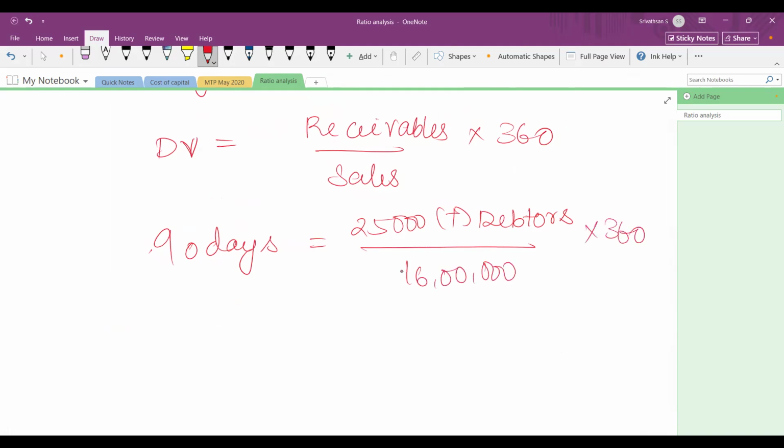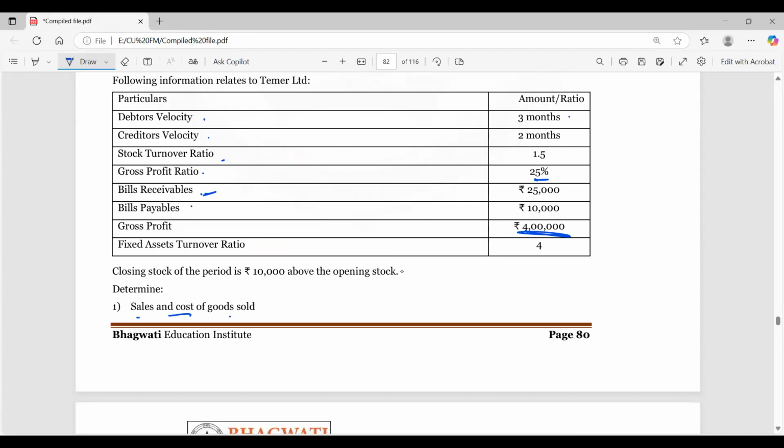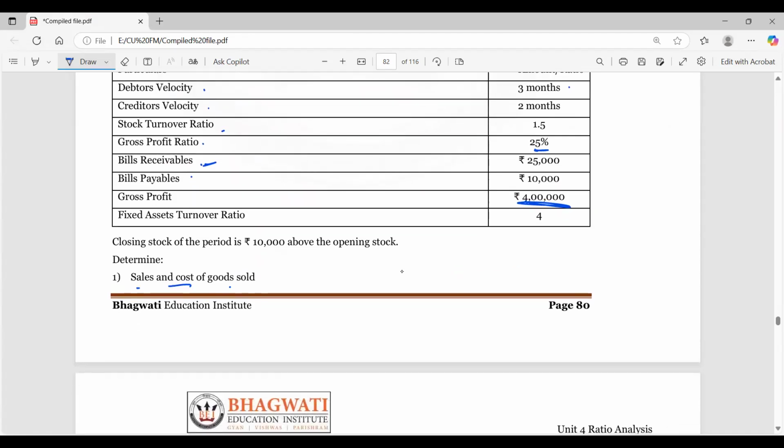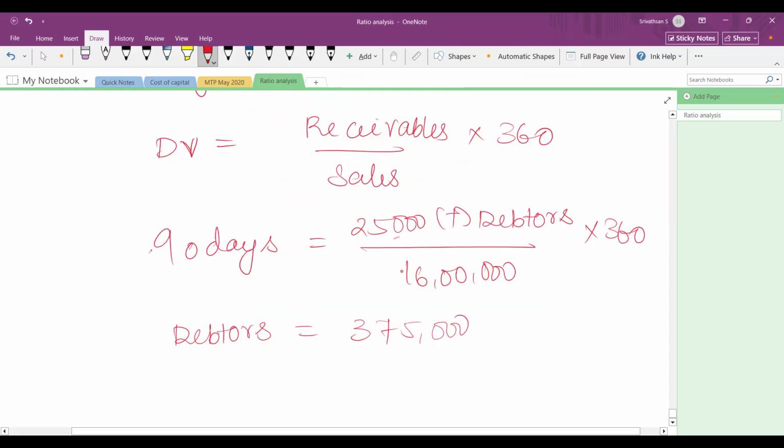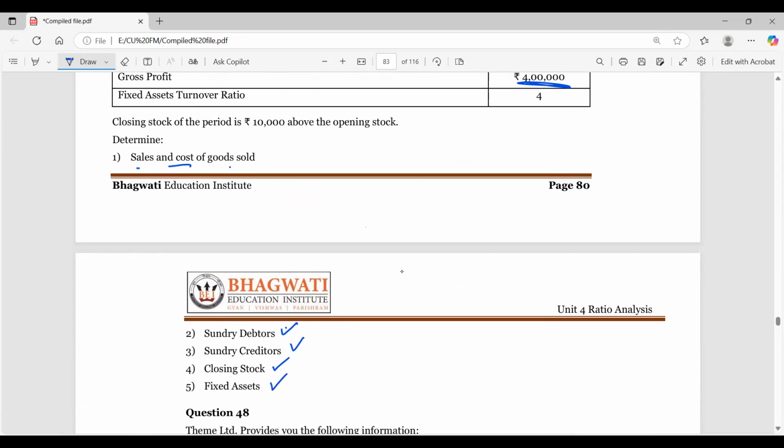Into 360. How much is the debtors amount? 4 lakh. Then you subtract the 25,000. If you are getting 4 lakh, that 4 lakh is the total trade receivable. From that, remove the bills receivable and you will get debtors. Did you all get 3 lakh 75,000? Any doubt? Similarly, calculate the creditors.